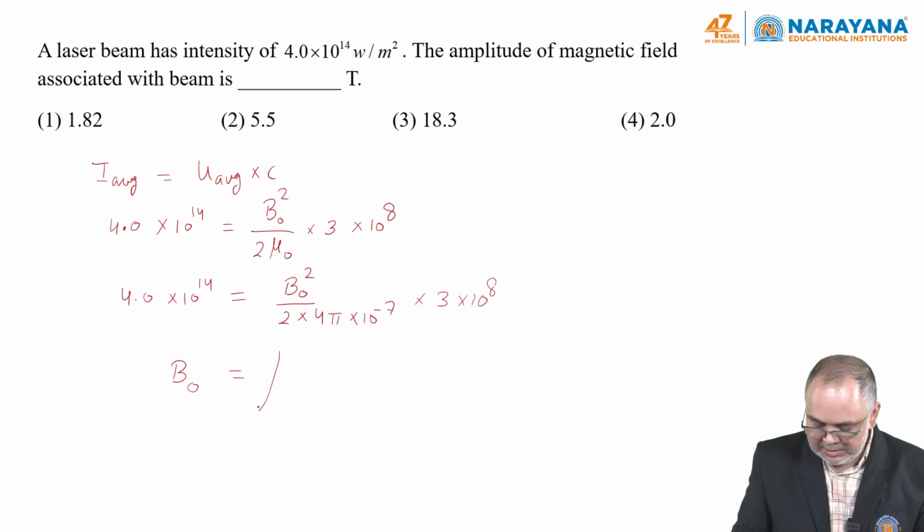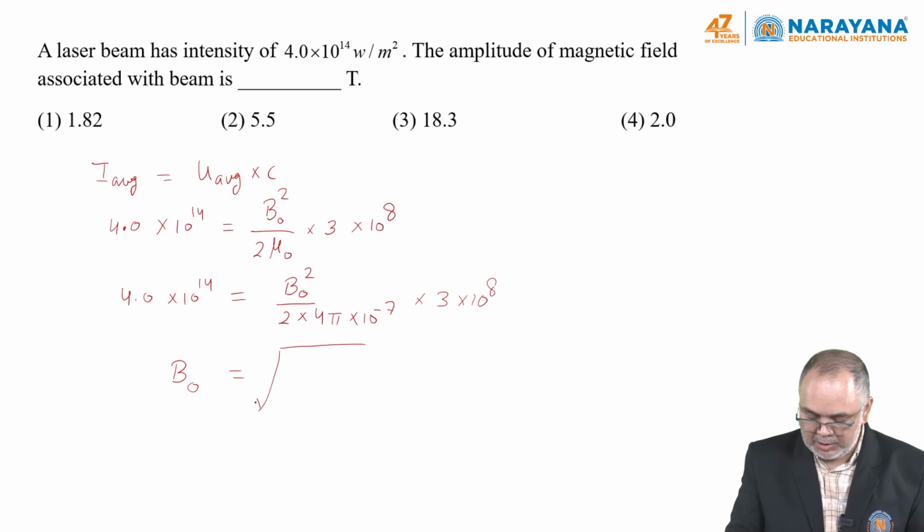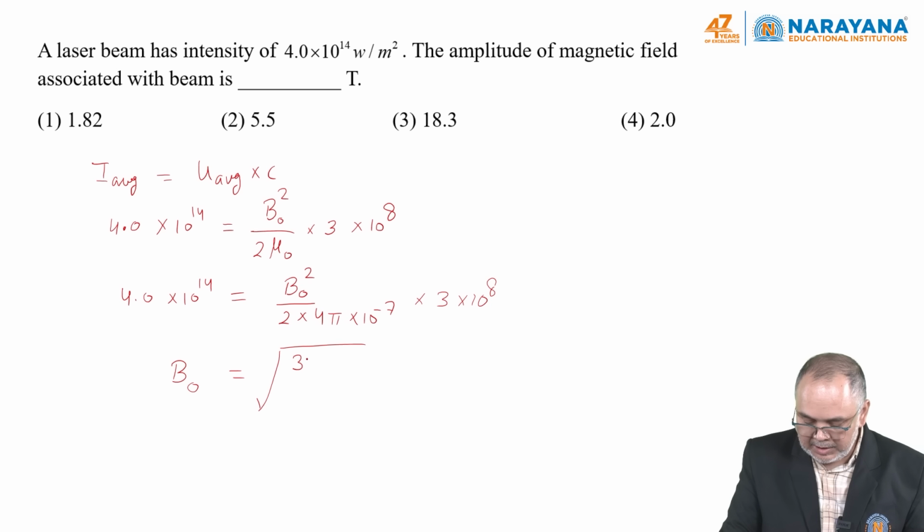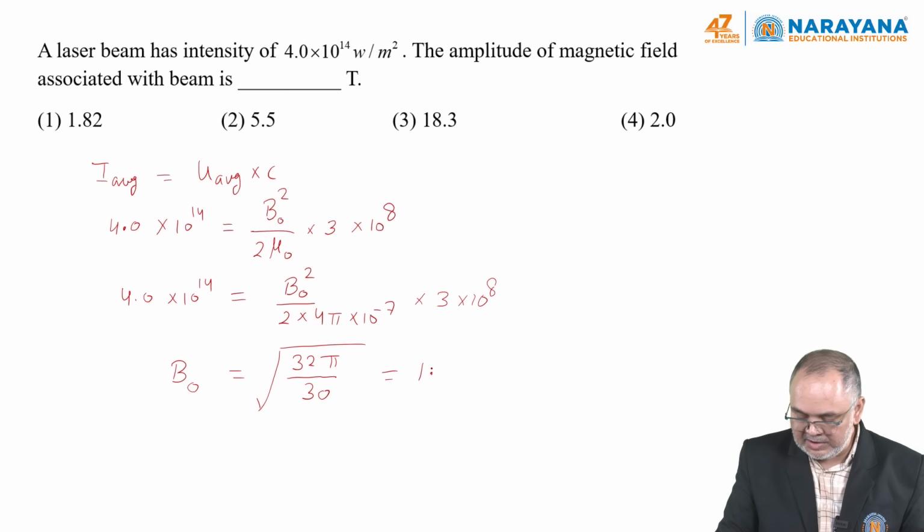If you solve it, it becomes what? Under root of B naught square we have. So you can find B naught. This will come out 32 pi upon 30, which is equal to 1.83. So you can say that is option 1.